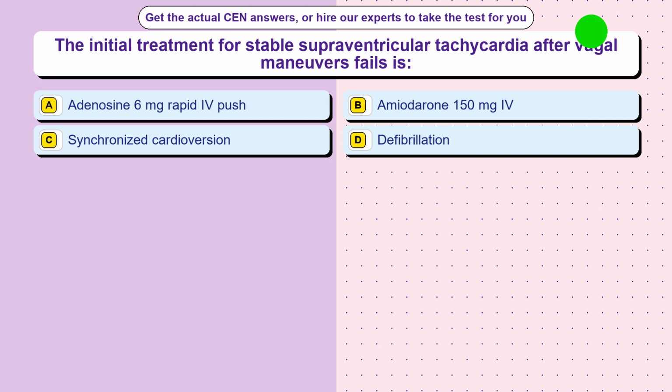Question 61. The initial treatment for stable supraventricular tachycardia after vagal maneuvers fails is Option A, adenosine 6 mg rapid IV push. Option B, amiodarone 150 mg IV. Option C, synchronized cardioversion. Option D, defibrillation.